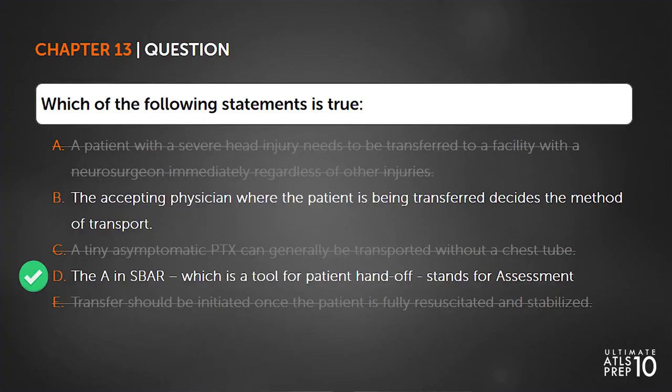Remember, if the patient is being transported by air, then even a small, simple pneumothorax needs a chest tube before air transport. And in that case, a gastric tube should be placed beforehand as well. So answer C is wrong. It does make a difference whether ground or air transport is being used.